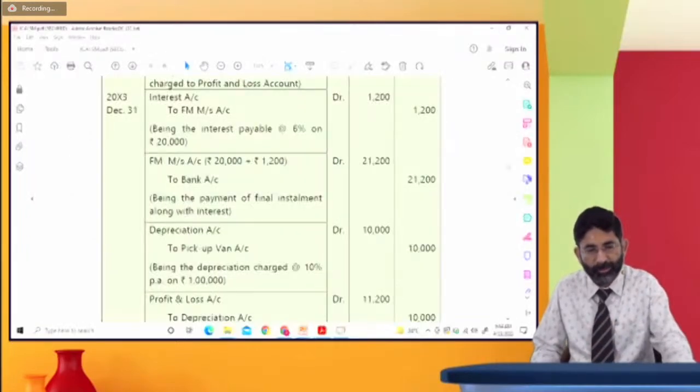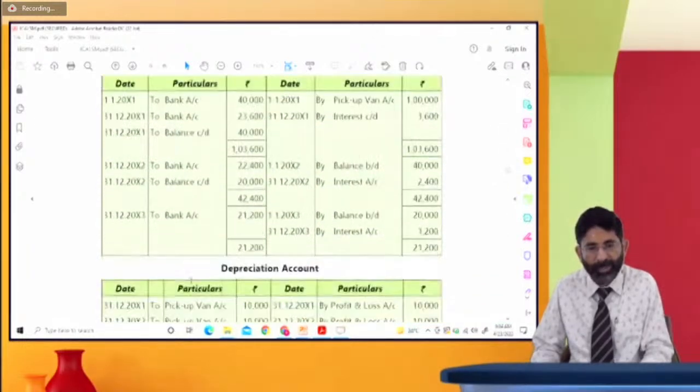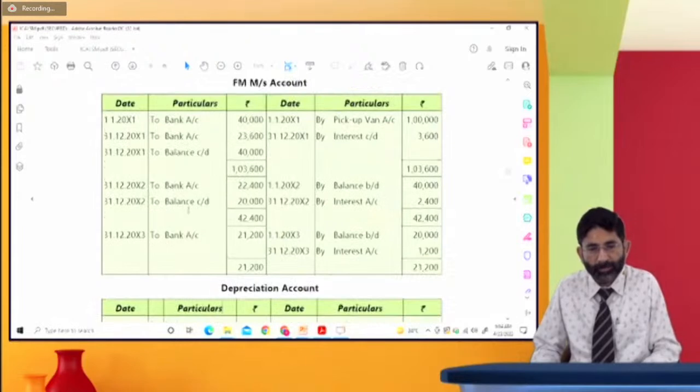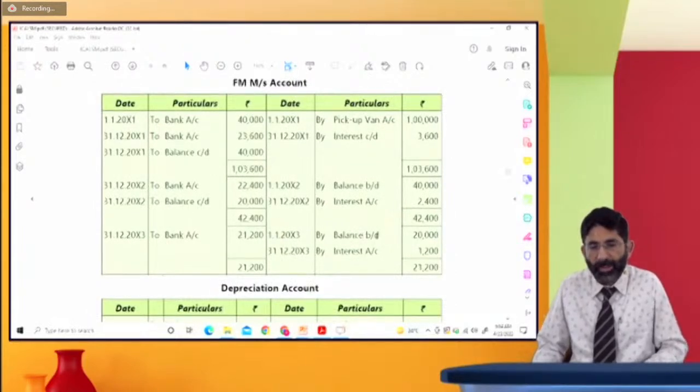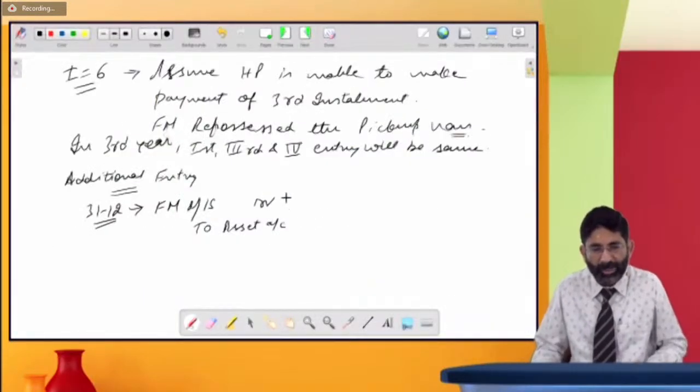Check it out. See, here it is FM account. In FM account, it is by balance brought down 20,000 plus 1200 is the interest. Now we have not made the payment. Obviously, how much will be the outstanding amount? 21,200. This will be in the third year. Everyone is clear? 21,200, beta. So it will be debited with 21,200.